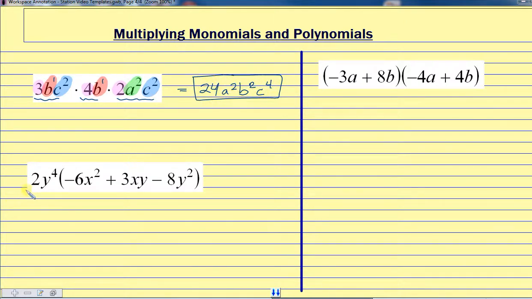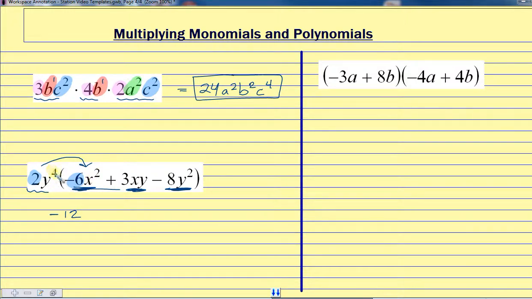Now if I have a monomial times a trinomial, this term, negative 6x squared, this term, 3xy, and this term, negative 8y squared, I'm going to end up with a trinomial for an answer. I have a monomial times a trinomial, so I'm going to distribute this monomial 3 times. Now, 2 is going to multiply to the coefficient, negative 6. So my first term is going to come out being negative 12.